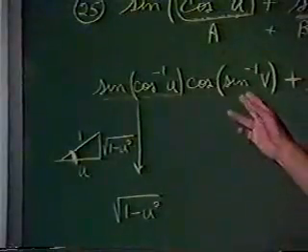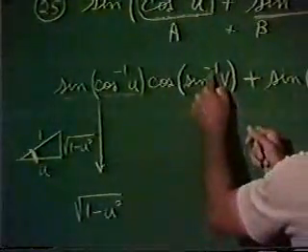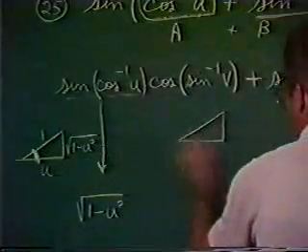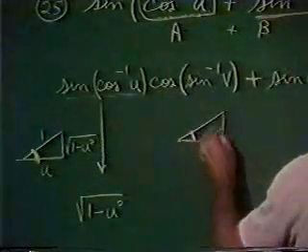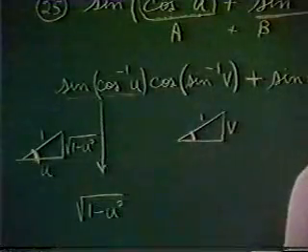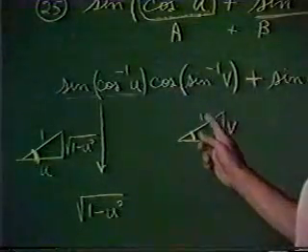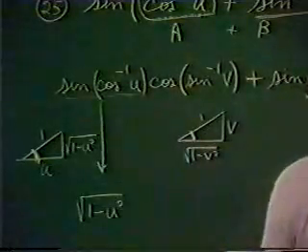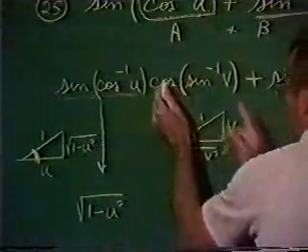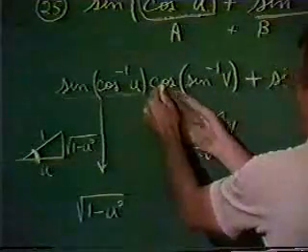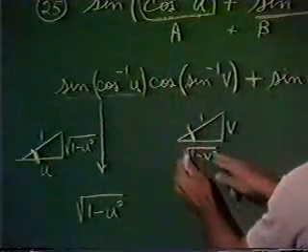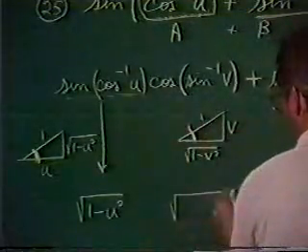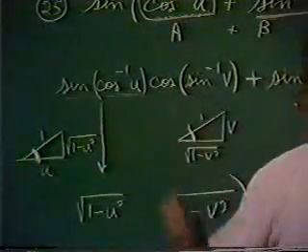All right, then we work this one. What angle is the sine v? Well, we'll go draw our triangle. This angle is the sine v. Okay, side opposite over the hypotenuse. So that makes this the square root of 1 minus v squared. Now our question is, what is the cosine of this angle? The cosine is the side adjacent over the hypotenuse, which makes that the square root of 1 minus v squared.